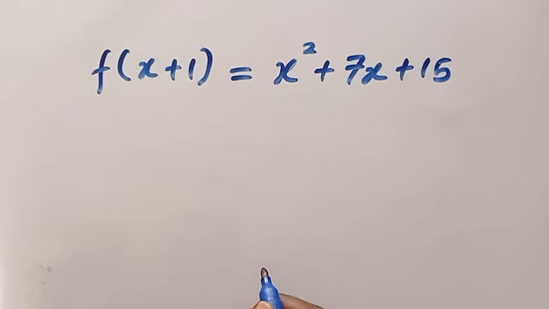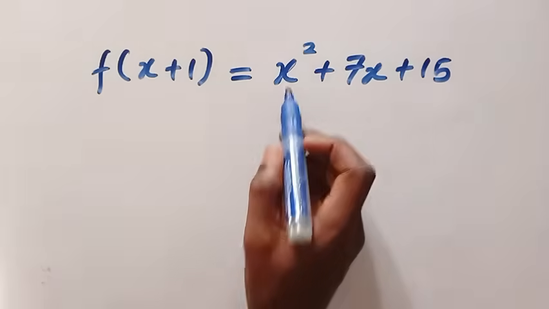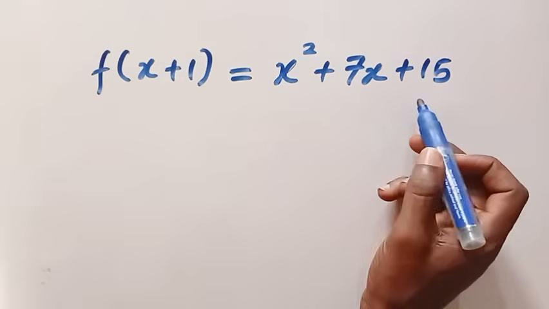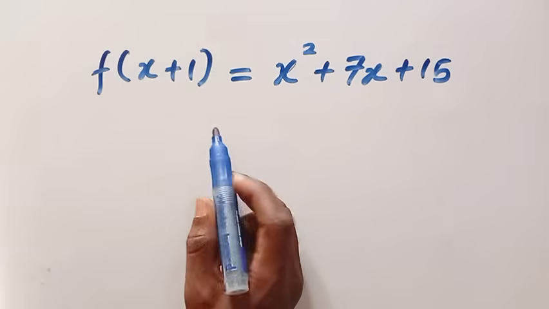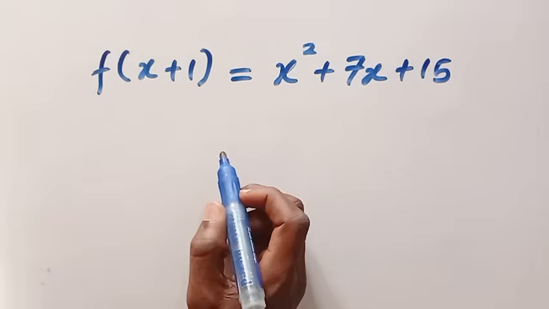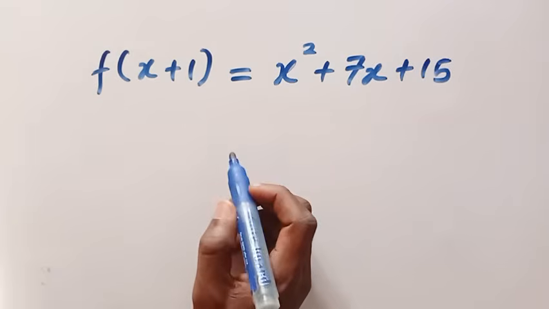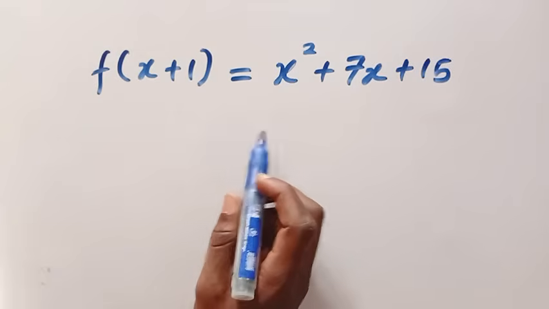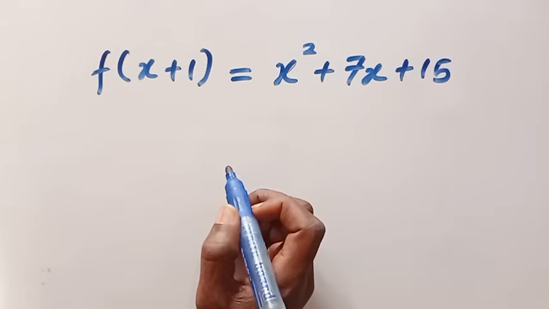Have you ever solved a kind of problem like this before? We are given a functional problem of f(x + 1) = x² + 7x + 15. How many methods do you think can be used to solve this problem? So let's drop the answer in the comment box, and I'll be applying two different methods to solve this.